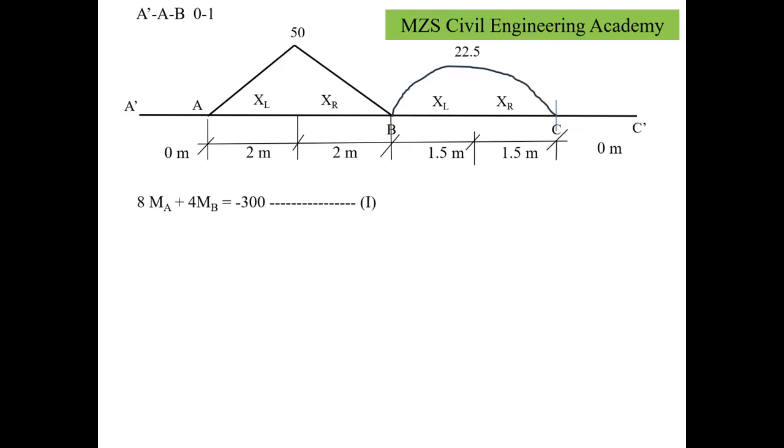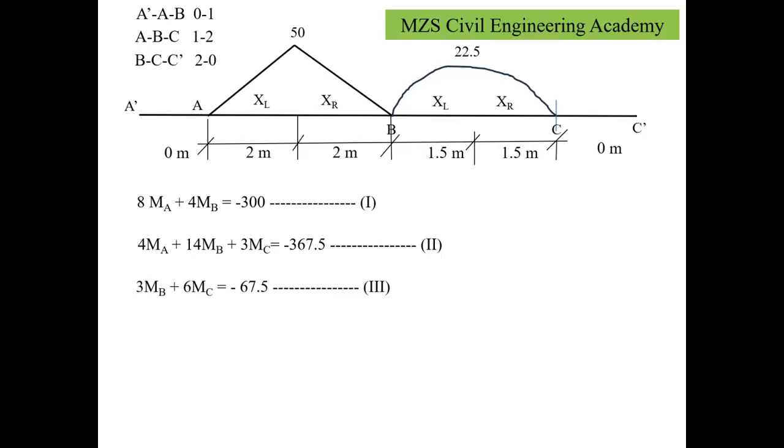So we have three unknowns and three equations. If you solve the equation for the first case, the equation for the second case, and the equation for the third case, these simultaneous equations, we get a value of moment at the end A as minus 28.75 kilonewton meter, moment at B equals minus 17.50 kilonewton meter, and moment at the end C is minus 2.5 kilonewton meter.